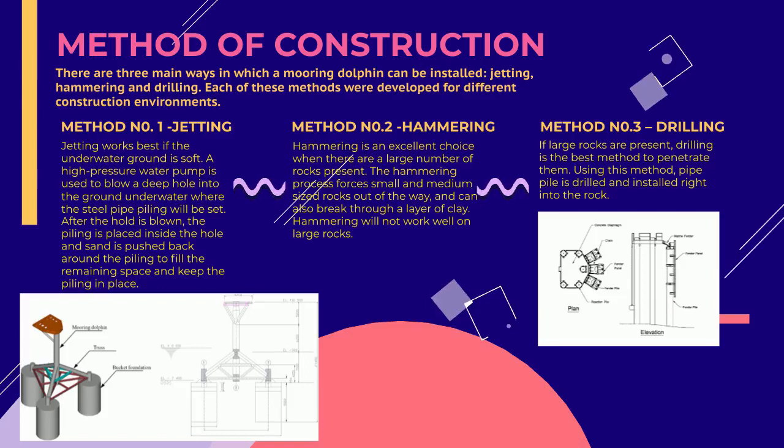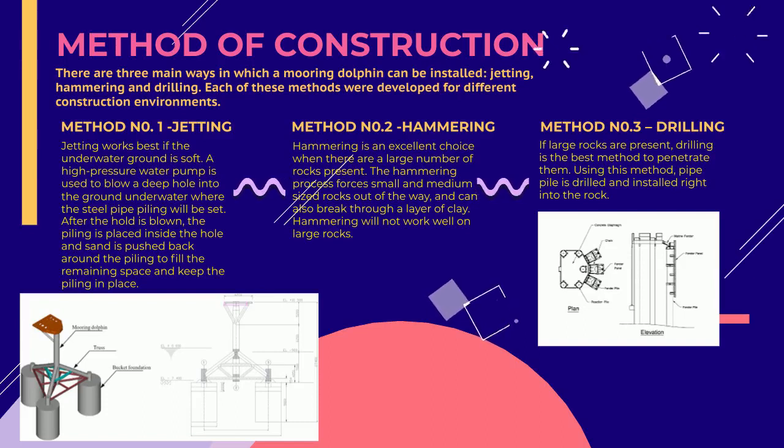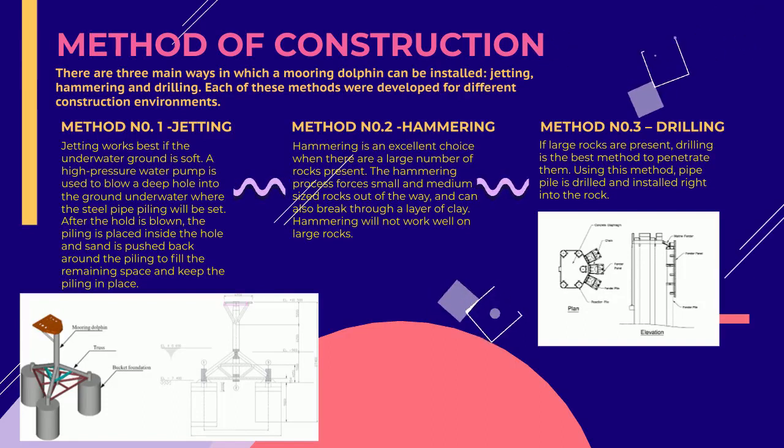Jetting works best if the underwater ground is soft. A high-pressure water pump is used to blow a deep hole into the ground underwater where the steel pipe piling will be set. After the hole is blown, the piling is placed inside the hole and sand is pushed back around the piling to fill the remaining space and keep the piling in place.